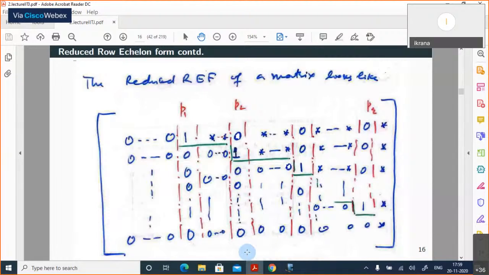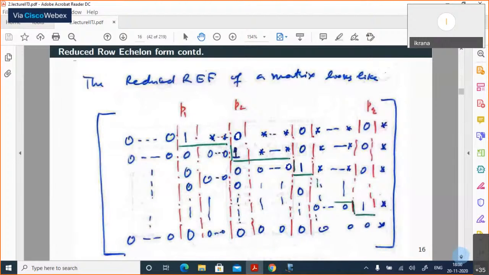So this is what the structure of the reduced row echelon form looks like. The first row: 0, 0, 0, 1, and something we don't bother about. The second row: 0, 0, 0, with a 1 at the place P2, bigger than P1, and everything else is 0, and so on. Here is PR, the last entry, where in the rth row something non-zero comes, everything else is 0, and maybe afterwards something happens. This is what the reduced row echelon form of a matrix looks like, and it is always unique.